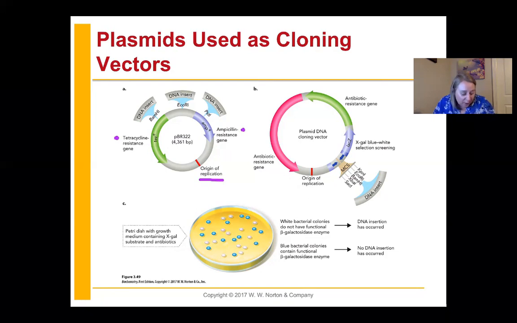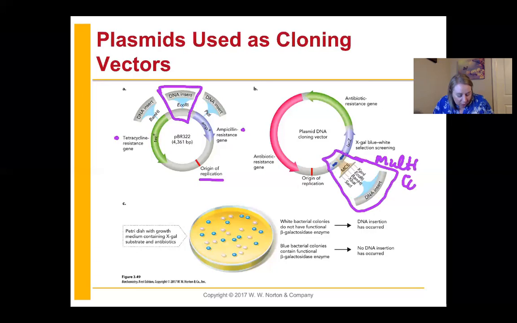And so what we have is this place on this vector where we can insert DNA. And we can insert DNA due to restriction sites. So here's another one that has what are called restriction sites. And so if we have multiple restriction sites, we call it the MCS, or the multiple cloning site, right? And this is where we can insert DNA.